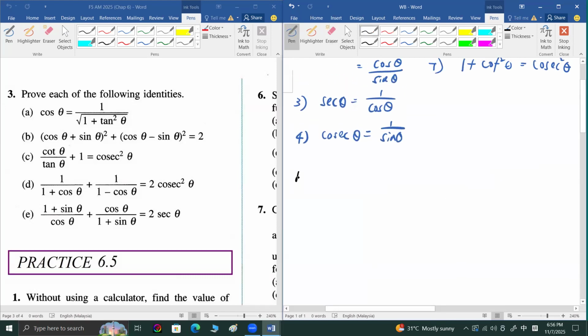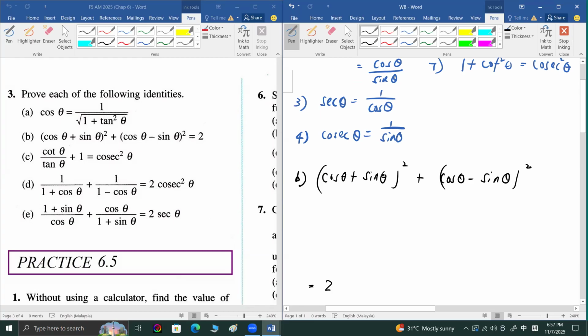Okay, for B, I have a look. I choose the same, the left side, yeah? Left side to right side. Looks complicated? I think it's not, because it can be seen that I just need to expand. So I want to get 2. Okay, see how? So class, now I expand this one.